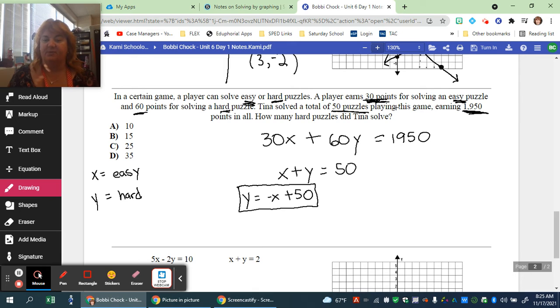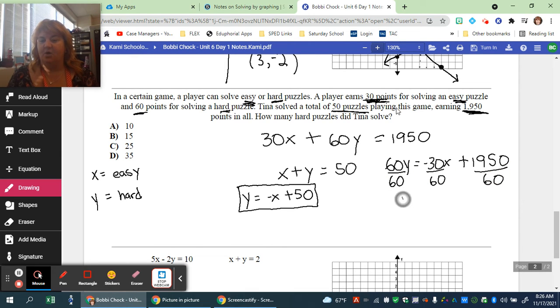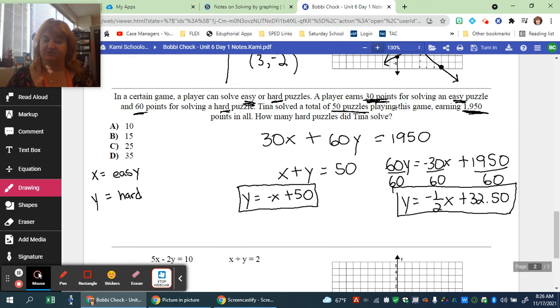Let's put this one in slope-intercept form. So we end up with 60y equals negative 30x plus 1950. Divide by 60, divide by 60, divide by 60. y equals negative 1/2 x plus 32.5. I've just done this so many times, so I know the answer there. Okay, I have them both in slope-intercept form.